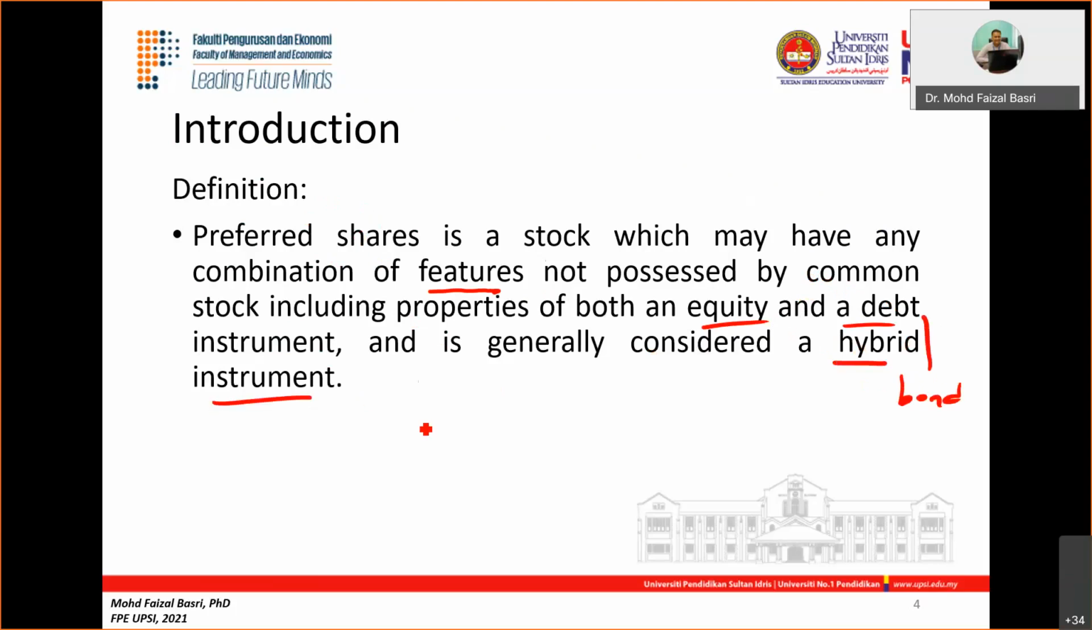So why is it called hybrid? Because, like I said, it combines the features of bond and also the common stocks. We haven't discussed the common stocks features yet, but later on, when we combine the information that we've learned in preferred and common stocks, you can see why we say that preferred stock is a hybrid instrument. Meaning some of the elements of bond are possessed by the preferred stocks together with some characteristics of common stocks.